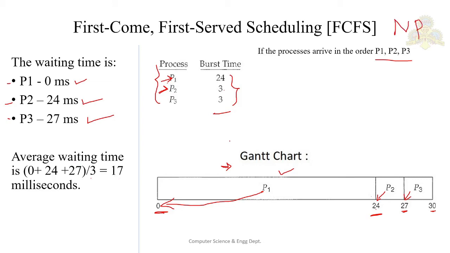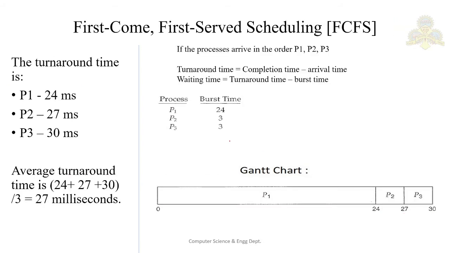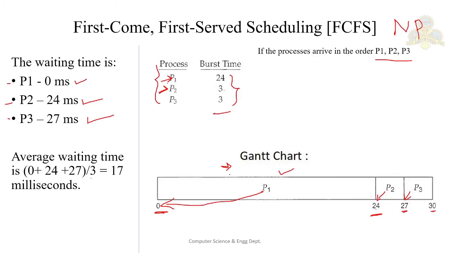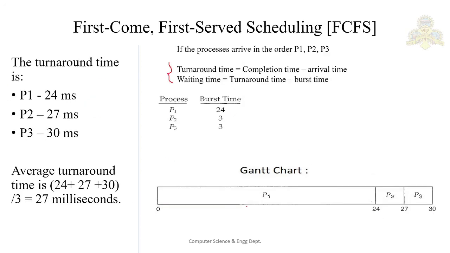Next we will see how to calculate the turnaround time. I'll talk about the formulas later. First I'll tell you how to calculate the turnaround time using only this Gantt chart. In the previous slide we calculated the waiting time just by looking at the Gantt chart, so we'll do the same thing for the turnaround time. Your turnaround time is how much time your process has taken from coming into the ready queue, doing its IO, until its completion.